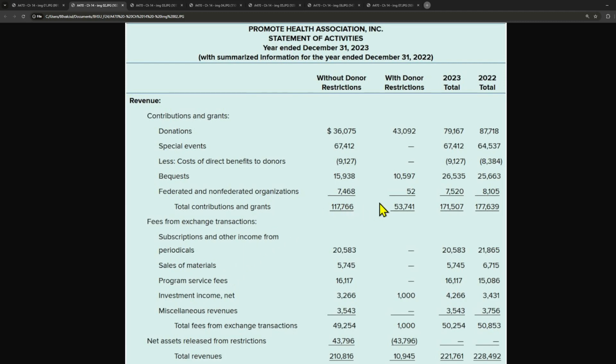Now, the donor restrictions, the one I wanted to show you is, remember, donor restrictions can be temporary, meaning they could have a temporary purpose or temporary timing.